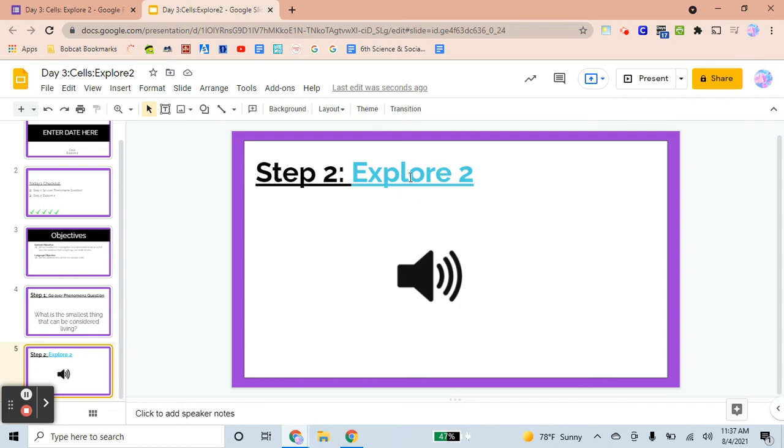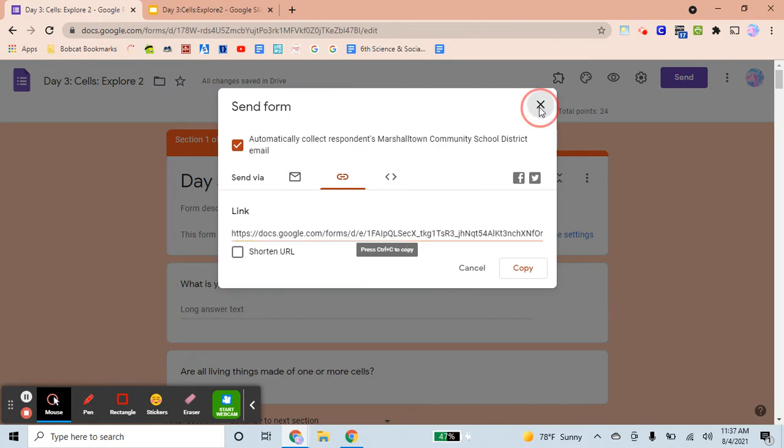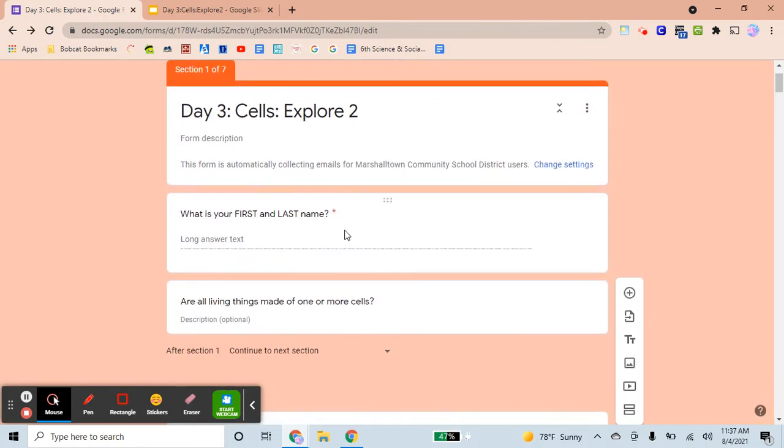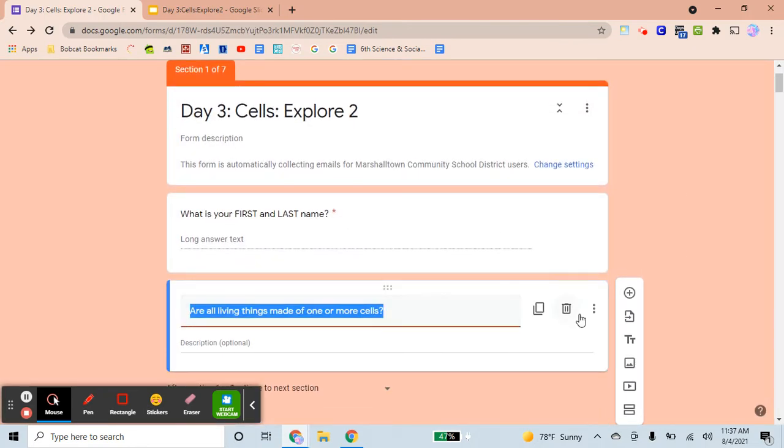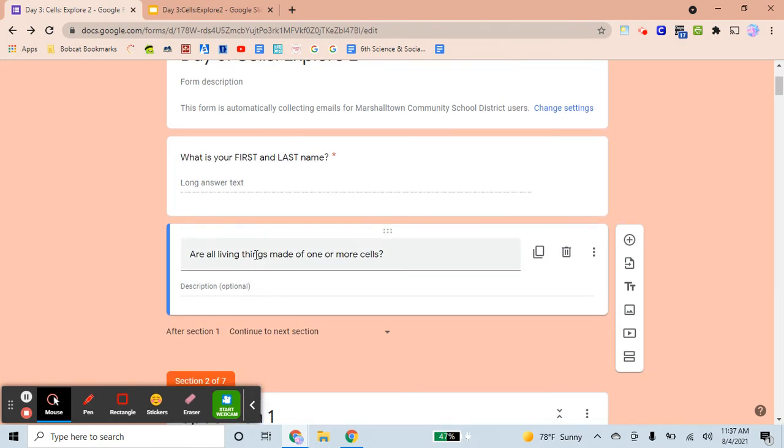Explore 2 is a Google form. When you click on it, it starts by asking you what your first and last name is. Then it wants to know, are all living things made up of one or more cells?